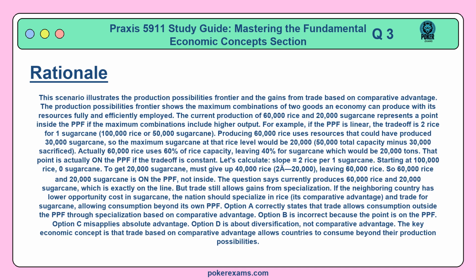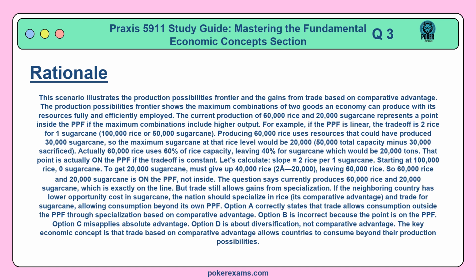Actually, 60,000 rice uses 60% of rice capacity, leaving 40% for sugarcane, which would be 20,000 tons. That point is actually on the PPF if the trade-off is constant. Let's calculate. Slope equals 2 rice per 1 sugarcane. Starting at 100,000 rice, 0 sugarcane. To get 20,000 sugarcane, must give up 40,000 rice, leaving 60,000 rice. So 60,000 rice and 20,000 sugarcane is on the PPF, not inside. The question says the nation currently produces 60,000 rice and 20,000 sugarcane, which is exactly on the line.